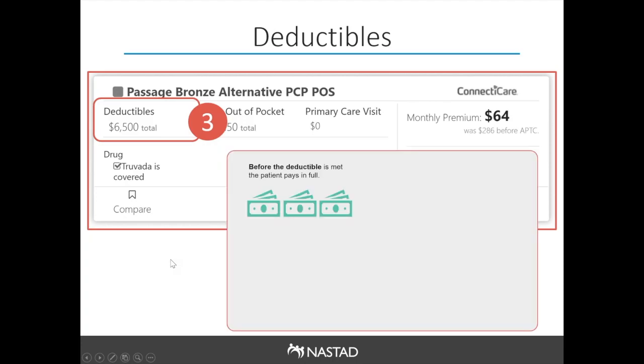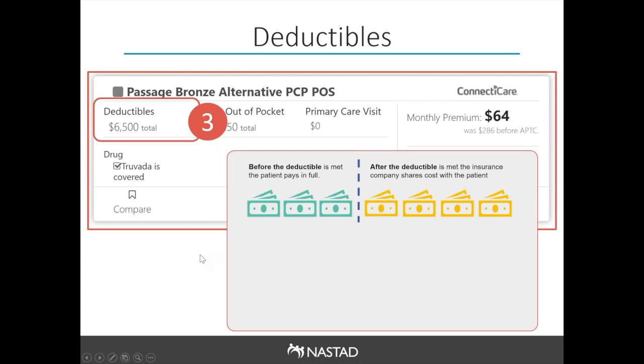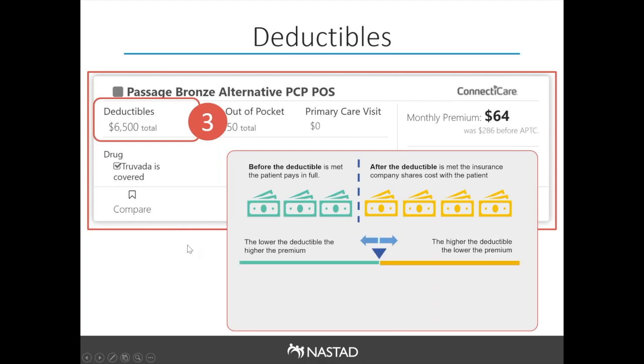Once the patient reaches the deductible, the insurance company starts to pay for a portion of the cost, and the patient only has to pay a copay, which is a fixed dollar amount, or a coinsurance, which is a percentage. Plans with lower premiums usually have higher deductibles and vice versa. So choosing a plan usually comes down to a trade-off.